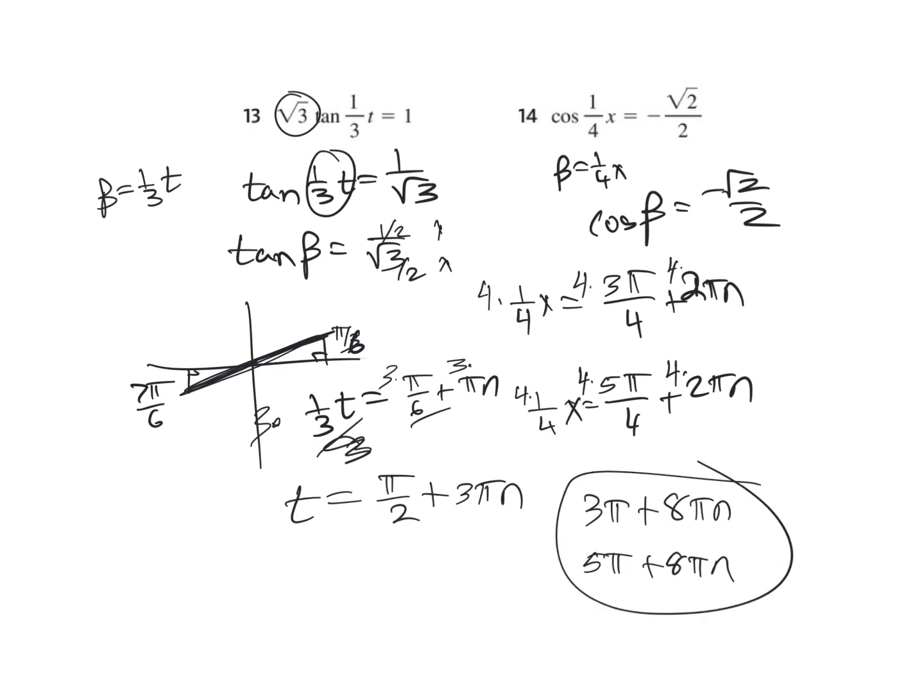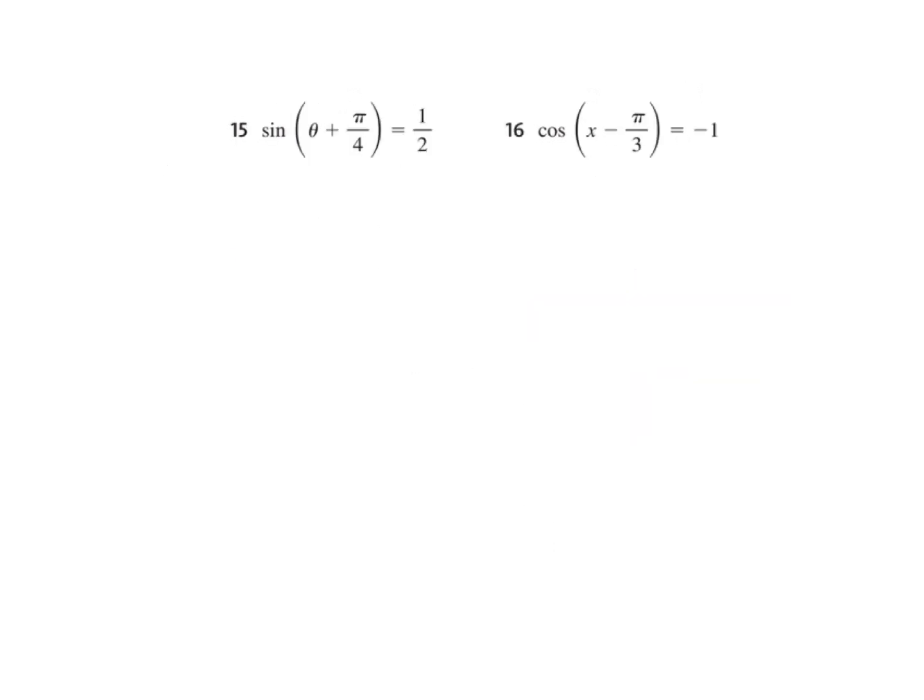So those are your values for 14. All right. Now we have this crazy thing. So this is just like saying sine of beta equals 1/2. So where's the y value equal to 1/2? Positive short leg. So that's in the first and the second quadrant where y is positive. Okay. That would be pi over 6 and 5 pi over 6.